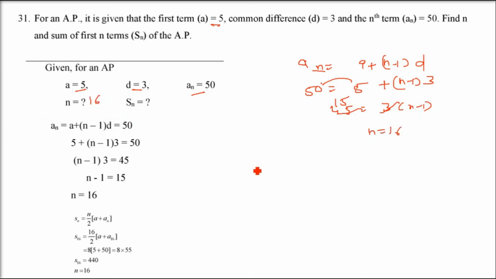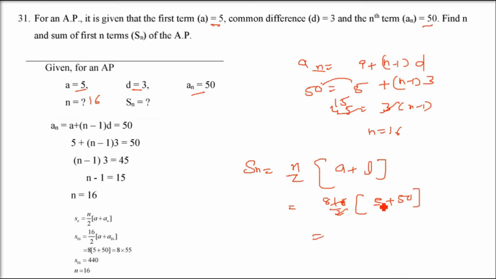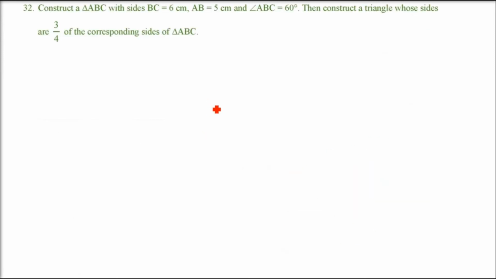Now with this N, Sn we need to find out. Sn will be N by 2 into (2a plus (N minus 1) into D). You can use 2a plus (N minus 1) into D, or you can use A plus L, the first term and last term. Since the first and last terms are known, N by 2 is 16 by 2. A, the first term, is 5. The last term is also known to us, which is 50. So put it here. You get 50 plus 5, 55, and this is 8. 8 into 55 is 440. Sum of N terms is 440.